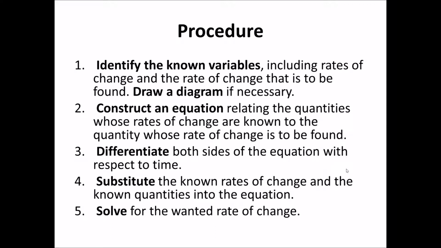Step 1 is to identify the known variables and to draw a diagram if necessary. Step 2 is to construct an equation relating the quantities of what you know and the quantities of what you want to find. Step 3 is to differentiate both sides of this equation with respect to time. And step 4 is to substitute the known rates of change and the known quantities into the equation. Step 5 is to solve for the wanted rate of change.